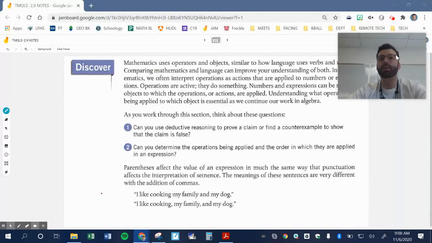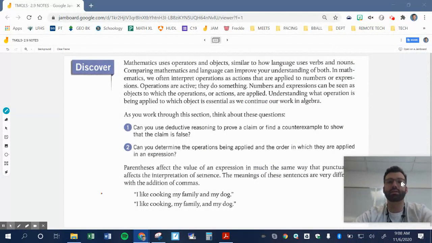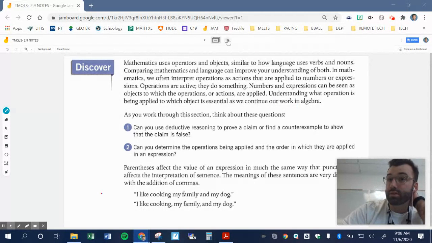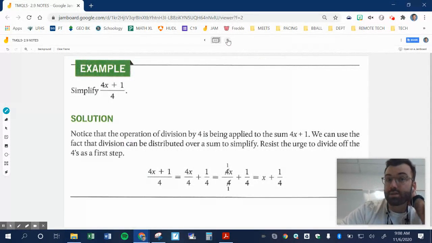All right. So what is today all about? Here's our discover. Can you use the vector vision to prove a claim or find a counterexample to show a claim is false? And we'll talk about that. Can you determine the operations being applied and the order in which they are applied for an expression? All right. So let's talk about this.